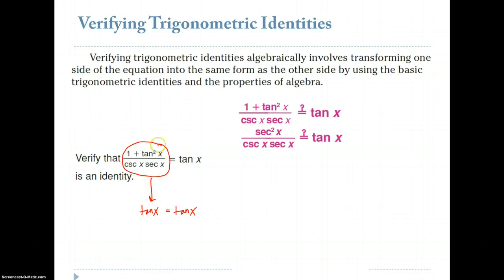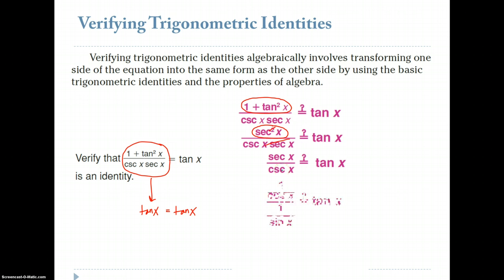So the first thing I'm going to do is replace 1 plus tangent squared x with secant squared x. That was one of my Pythagorean identities. Then I'm going to cancel one of these secants with this secant. And that leaves me with secant squared x over cosecant squared x. Secant is equal to 1 over the cosine. Cosecant is equal to 1 over the sine. And when I simplify, I get tangent x equals tangent x. You know you're done when the right side equals the left side.